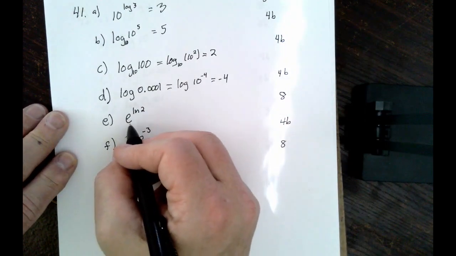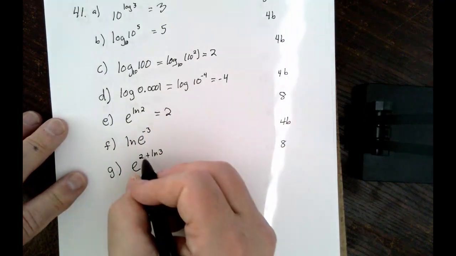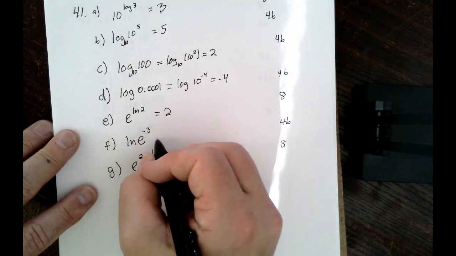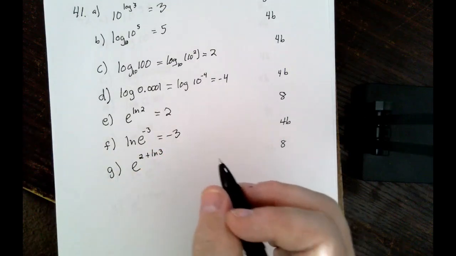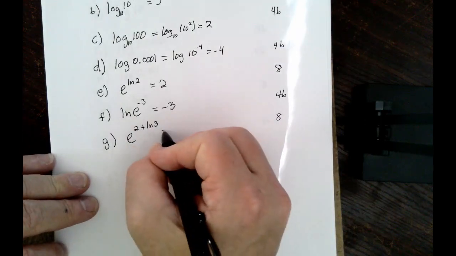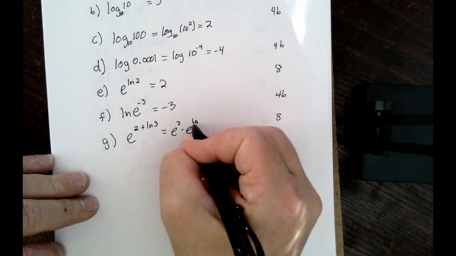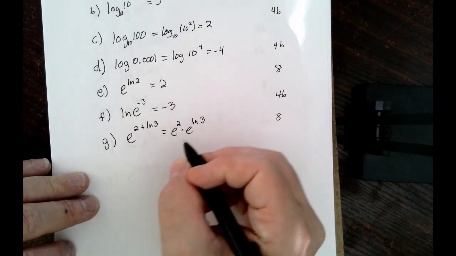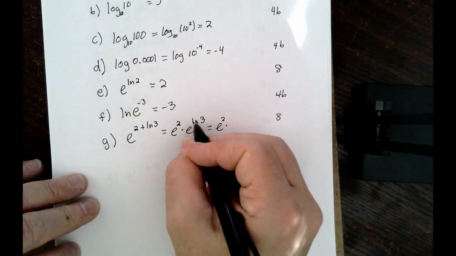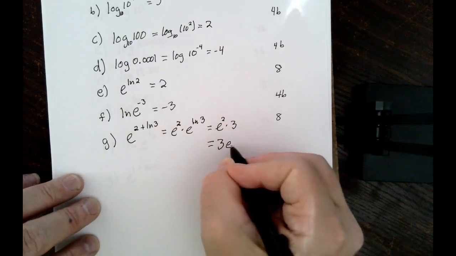Okay, this one, e raised to the log base e of 2 is just 2 by rule 8. ln of e to the negative 3, that's log base e of e, so your answer is just the exponent by rule 4b. This one's a little tricky. These two are being added, so you can write them as two things that are being multiplied. And if you don't see that, you really can't solve it. So you got e squared for the first one, and you got e raised to the log base e of 3, by rule 8, that's just 3. So your answer is just 3e squared.